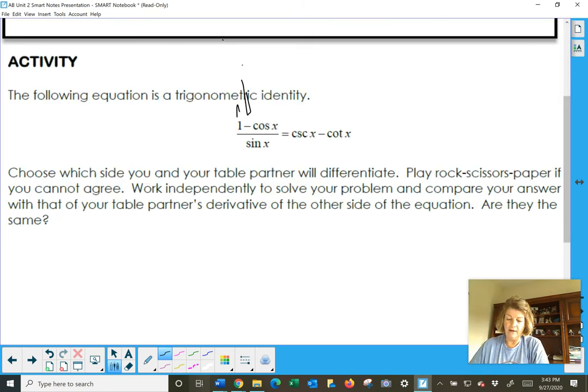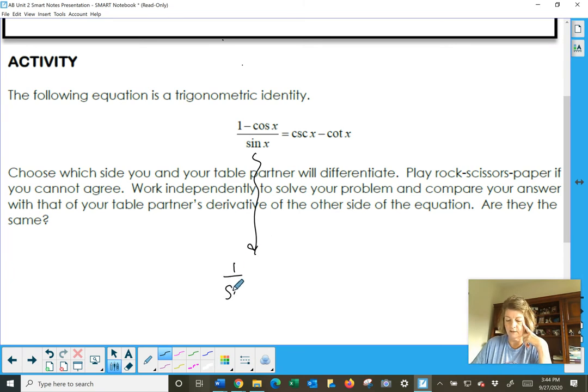I don't think I'm going to have you do this. This would be kind of nice, but I'm not going to do it on the video. We may do it in class. 1 minus cosine x over sine x is equivalent to saying cosecant x minus cotangent x. Last year in pre-calc, you would have followed the logic down through one side and shown that it was equal. That's so easy to do, isn't it?